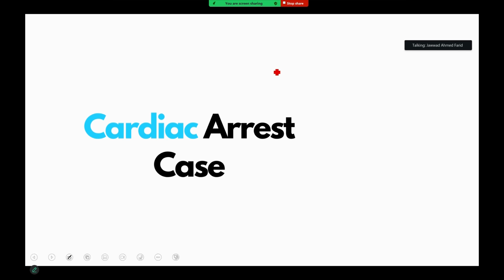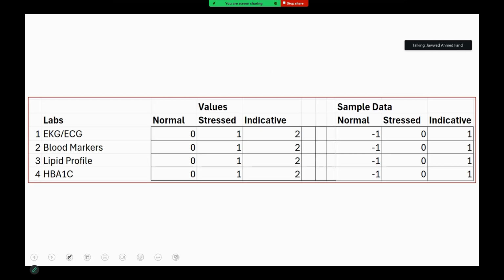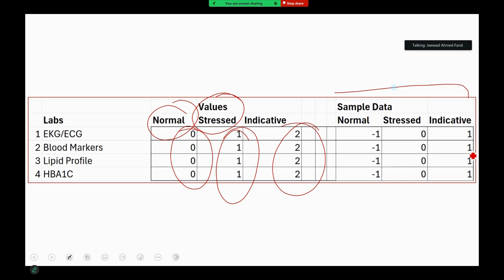What are we illustrating? We're illustrating representation. So what is this? If you remember, we spoke about this last week. One of the things that we can take a look at is labs. So results: EKG, ECG, blood markers, lipid profile, and HbA1c. And it has a range of possible values. So in the normal case these are the values, in the stress case these are the values, in the indicative case these are the values. And this is the sample data you're getting, right?